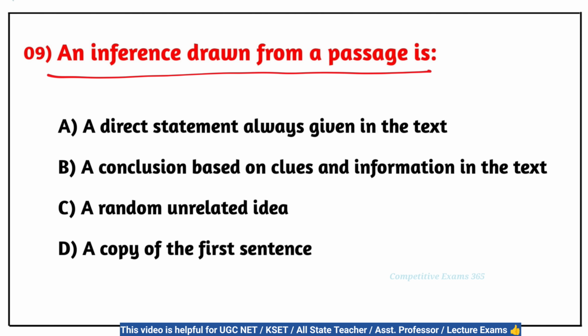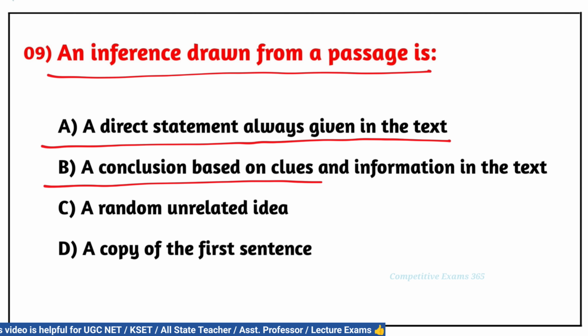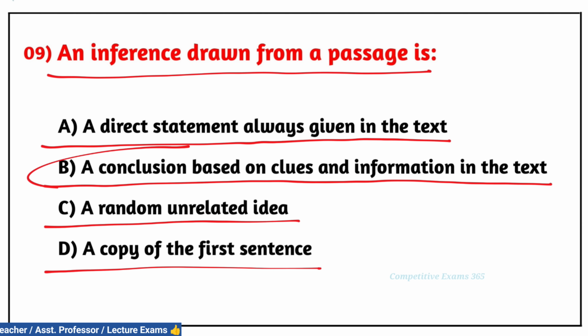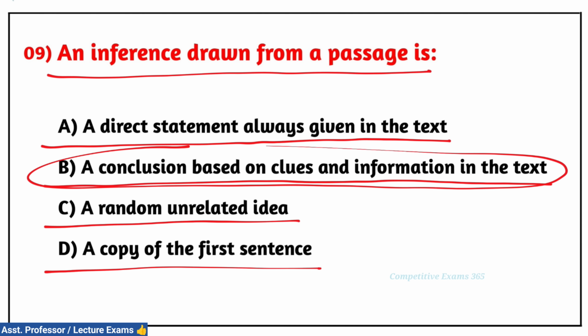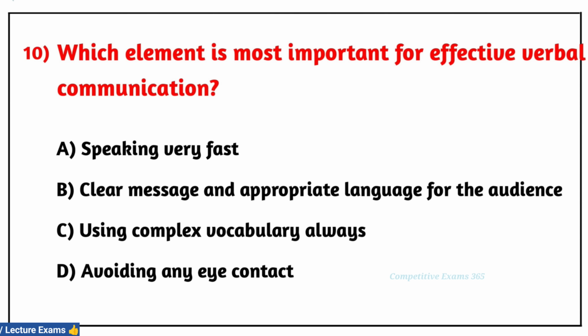Ninth question. An inference drawn from a passage is. Option A, a direct statement always given in the text. Option B, a conclusion based on clues and information in the text. Option C, a random unrelated idea. Option D, a copy of the first statement. Option B, a conclusion based on clues and information in the text. It is the correct answer.